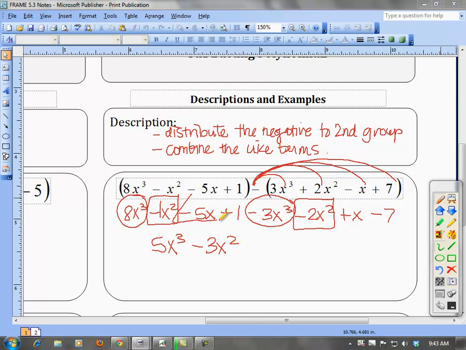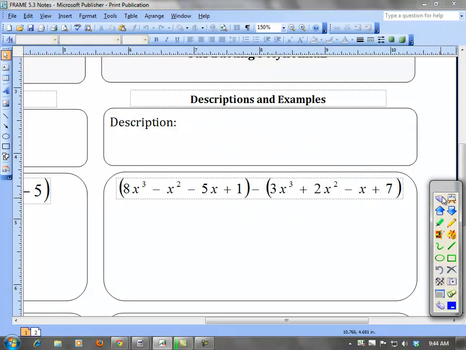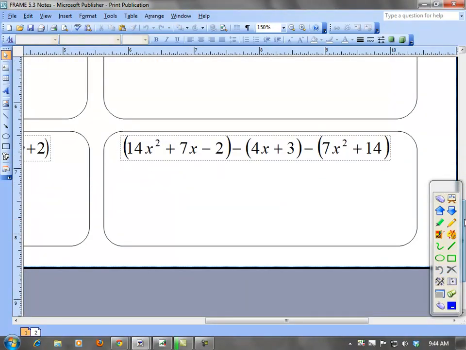I have a negative 5x and a positive 1x. So negative 5 plus 1 is negative 4x. And last but not least, 1 minus 7 is negative 6. Okay? So once you distribute the negative, you just combine the terms that are alike. So let's do one more and then we'll go to multiplication.